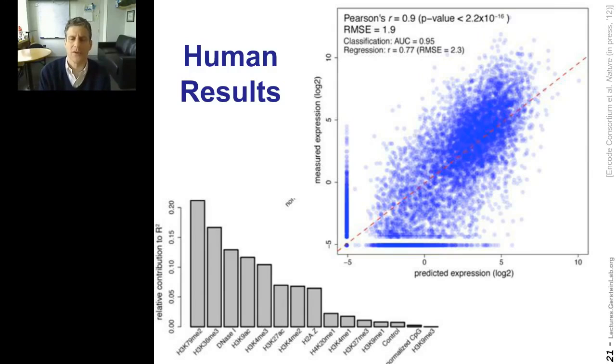But the bottom line is, when you put all the points there for human, all the genes, you can do really well. The measured expression is shown on the Y, and the predicted expression on the X. The overall R you get is about 0.9, which is a very good prediction, especially as far as bioinformatic predictions go. In addition, the model gives you a sense of how important each of the individual histone marks is. That's shown in the bar graph on the bottom left, and I'm going to come back to the relative importance of these histone marks in a second.